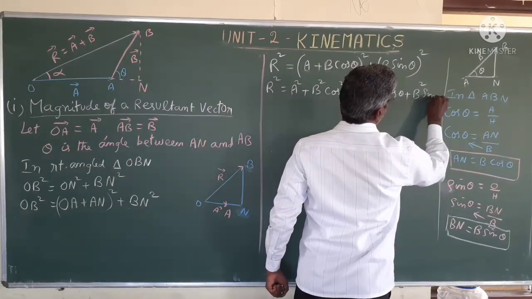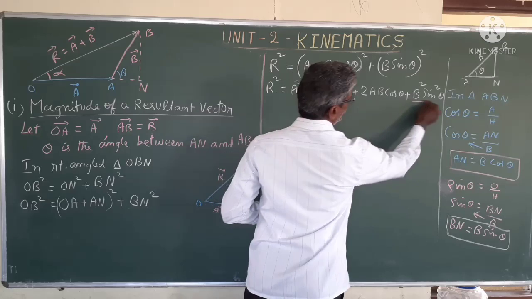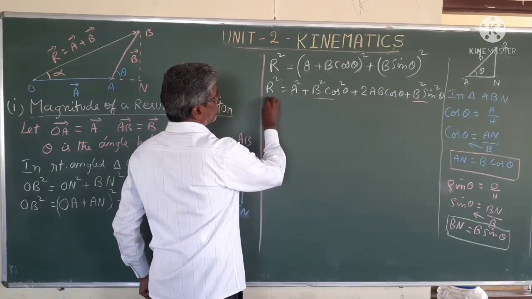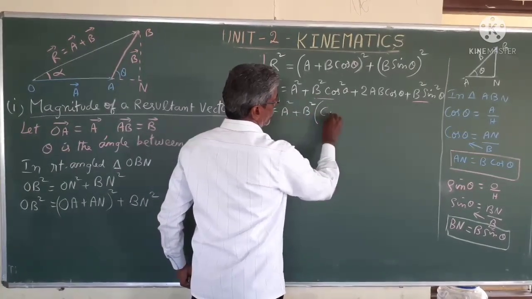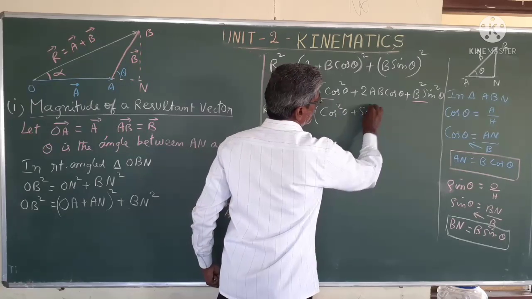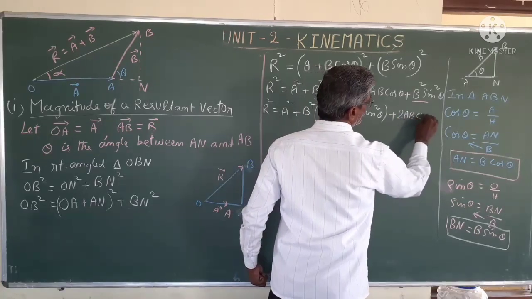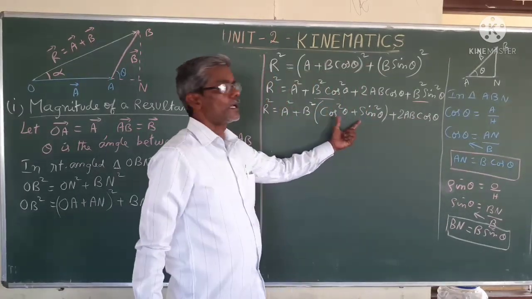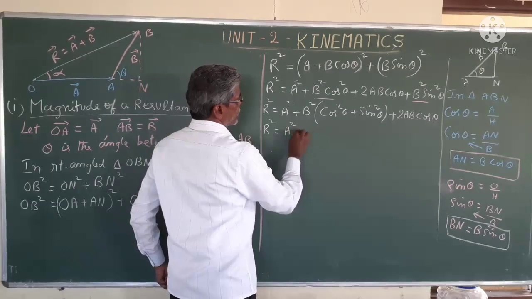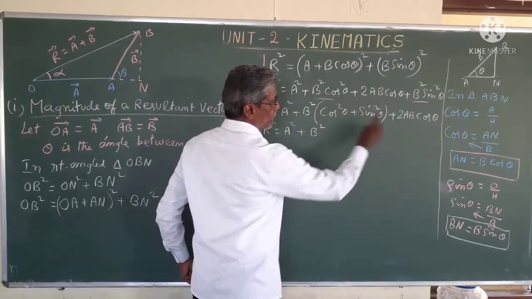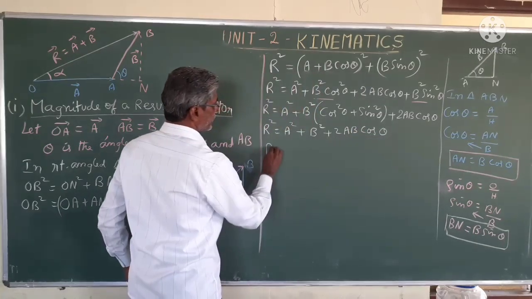B square sin square theta. Here you see this B square, here B square is common. So I can write R square equal to A square plus B square times cos square theta plus sin square theta, plus this value 2AB cos theta. We know that sin square theta plus cos square theta equals 1. So R square equals A square plus B square, this becomes 1, plus 2AB cos theta.